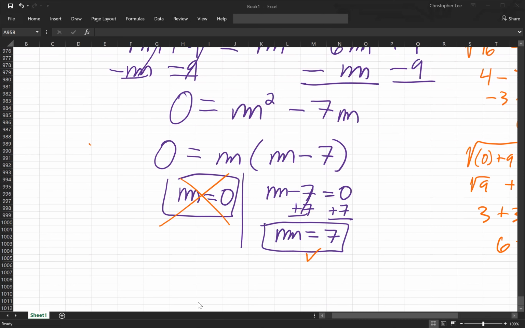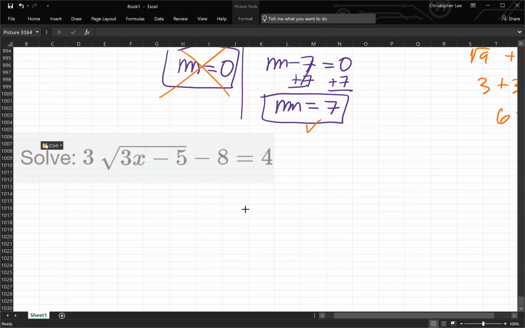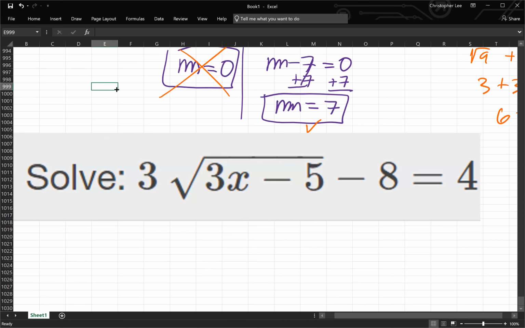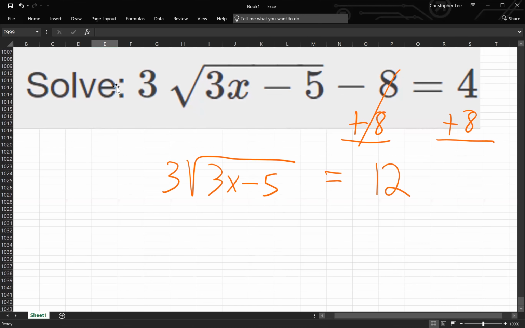So look at this one now. I'm gonna do exactly what you think I'm gonna do, right? Want to isolate the radical, right? So I'm gonna add 8 over here. But what I do to one side of the equation, I have to do to the other side of the equation. I'm gonna add 8 over here. So now what do I have? 3 square root 3x minus 5 is equal to, oh shoot, what's that? 12, right? And then what am I gonna do after that?